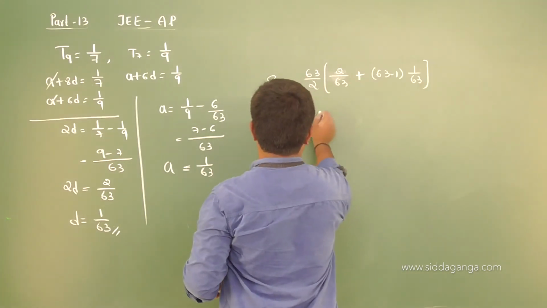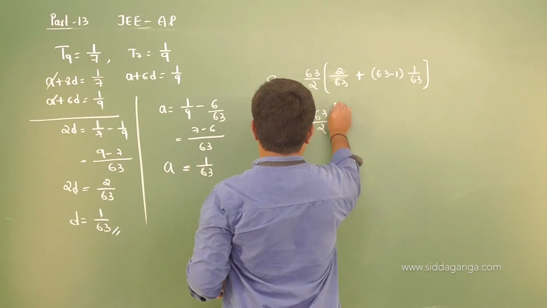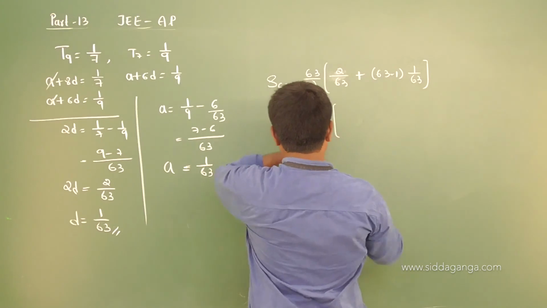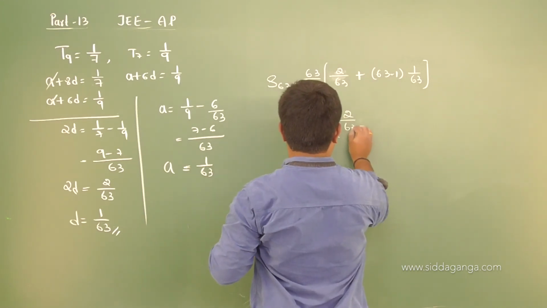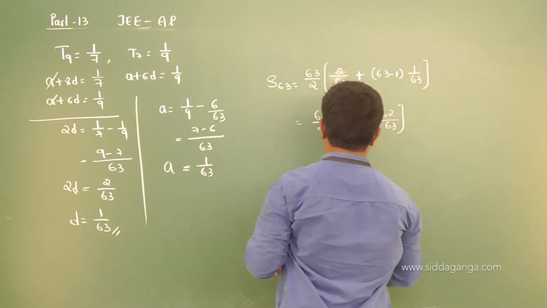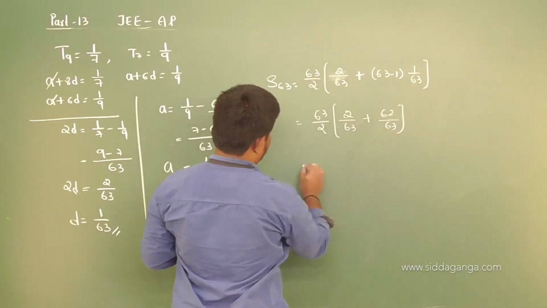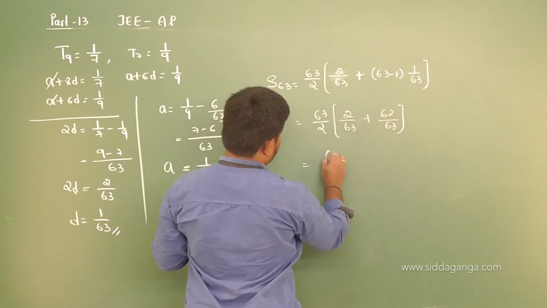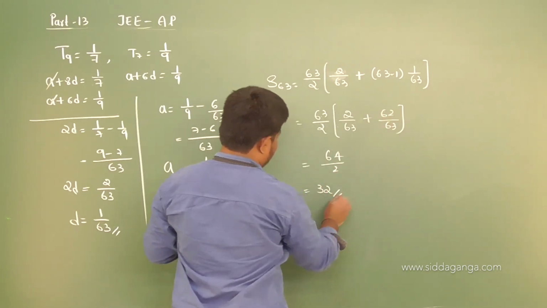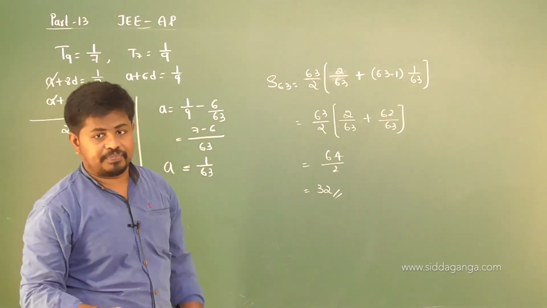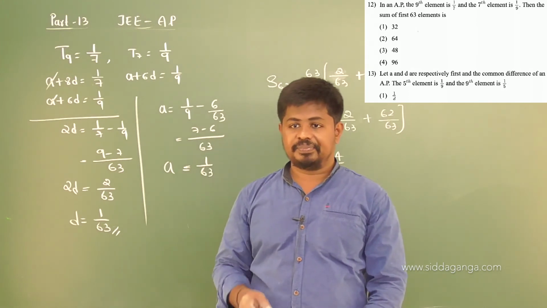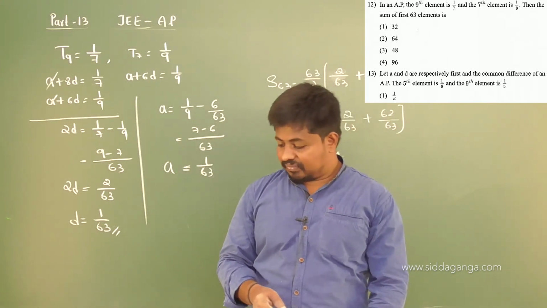You get 63 by 2 into 2 by 63 plus 62 by 63, where 63 minus 1 is 62. On taking LCM, 63 gets cancelled. What remains? 2 plus 62, 64 by 2. So 32 is the required answer. 32 is the sum of the first 63 elements of the given AP. That is option first.